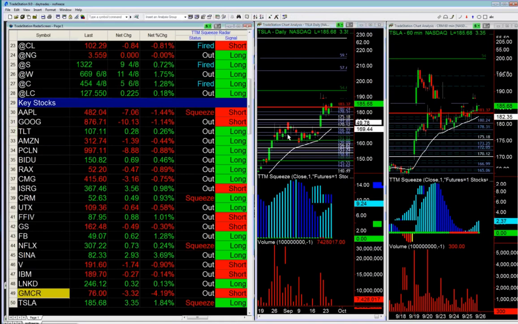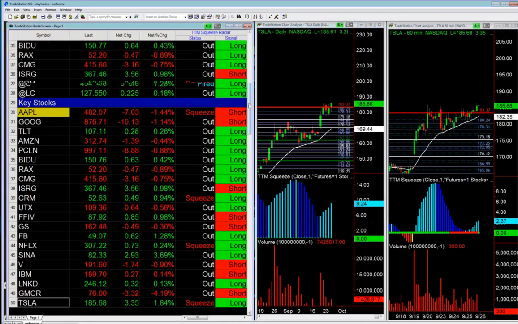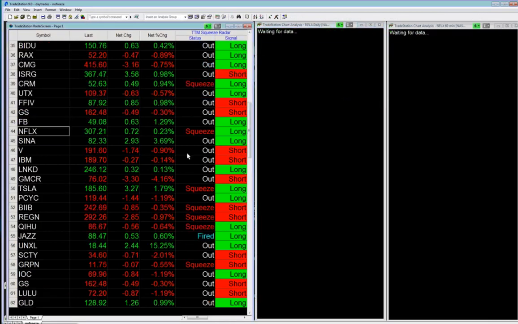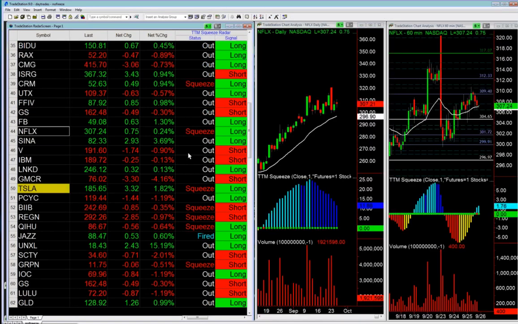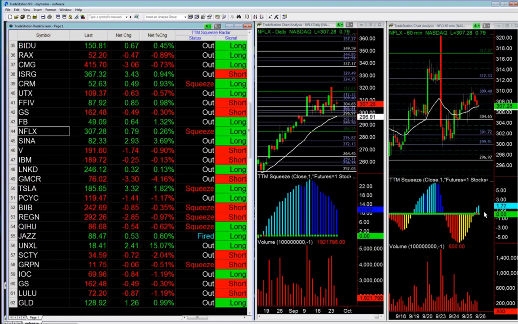And let's see here. So we've got CRM. We looked at that. Netflix, that's in a squeeze. So on the daily, on Netflix, we don't have anything going. Okay, and we have a one-dot squeeze that's already triggered. Okay, so the one-dot squeezes are actually fine. The problem is they typically happen so fast you can't even react to them. So there's not much we can do there.